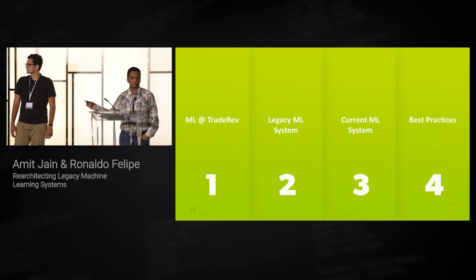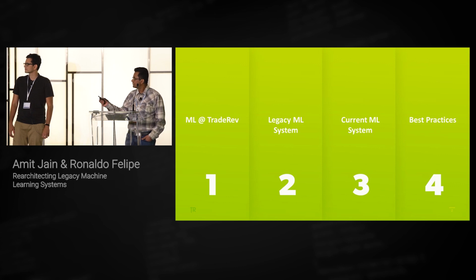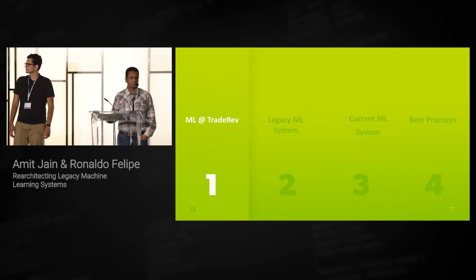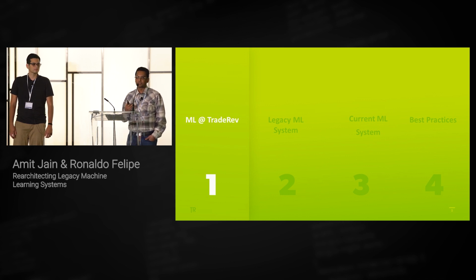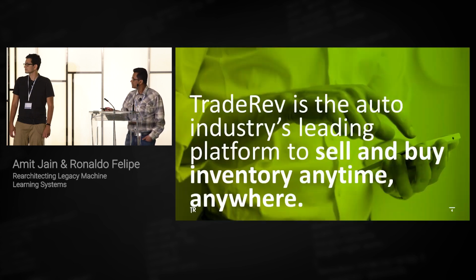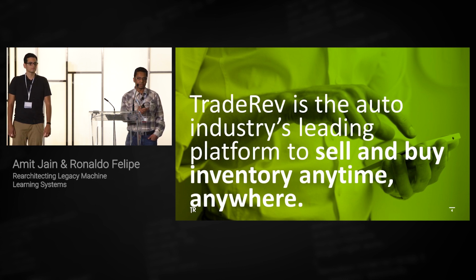So this is the brief agenda of the talk. Before we go into the talk, I'll just quickly touch upon what TradeRev is, what its business model is, and where we use machine learning. So TradeRev is a product-based company. It's an online auction house for used cars. It's a B2B space business, dealer to dealer. Think of it as an auction house. The dealers will list their cars online, and the other dealers can bid on it.